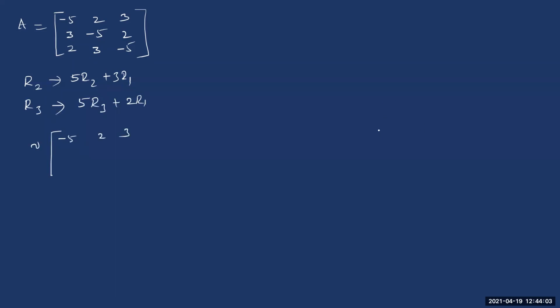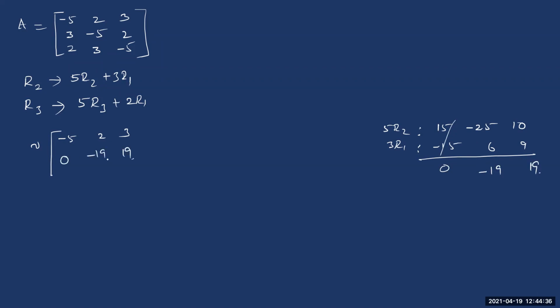Then the second row, what you have there, it is 5 R2 plus 3 R1. I need to add these two, correct? So see what it is. 5 R2 means it is 15, minus 25 and 10. Then 3 R1 means minus 15, 6 and 3 times 3 is 9. So if you add these two, we'll get 0, minus 25 plus 6, it is minus 19, and 10 plus 9, it is 19. So the second row elements are 0, minus 19 and 19.